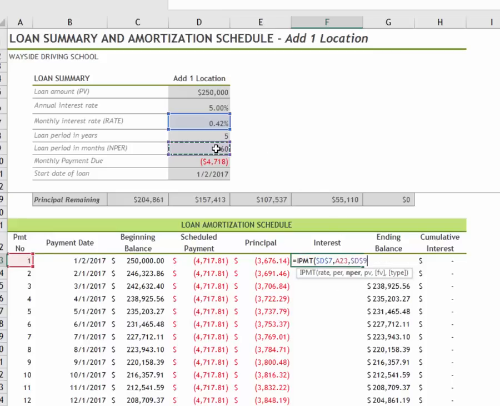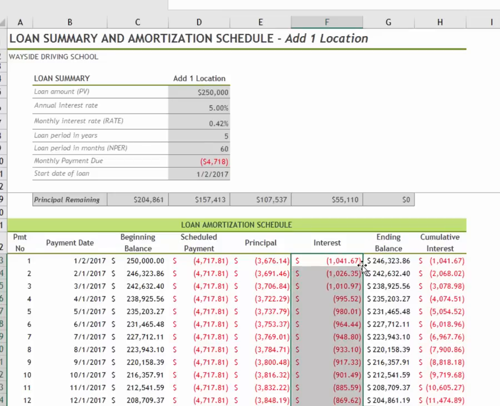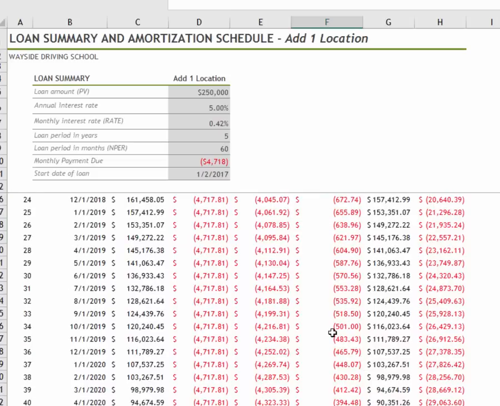And then what's the present value of the loan? 250. Absolute. Close it up. I don't need to fill out the future value and type. Hit enter. And now I'll double click and you'll see that our interest goes down a little bit every payment until finally you get at the very end.